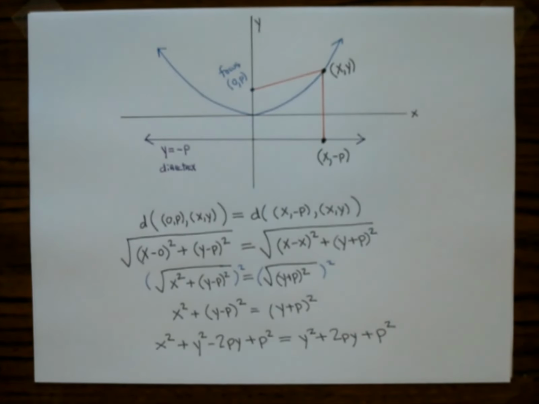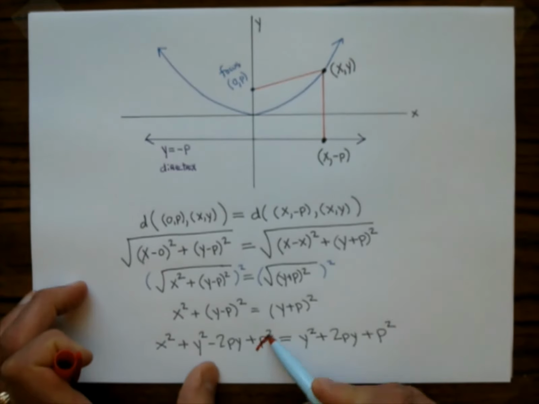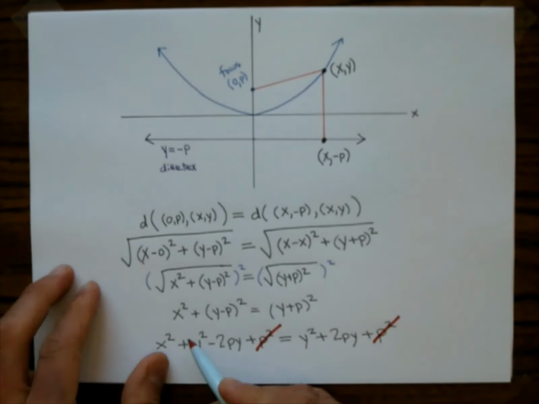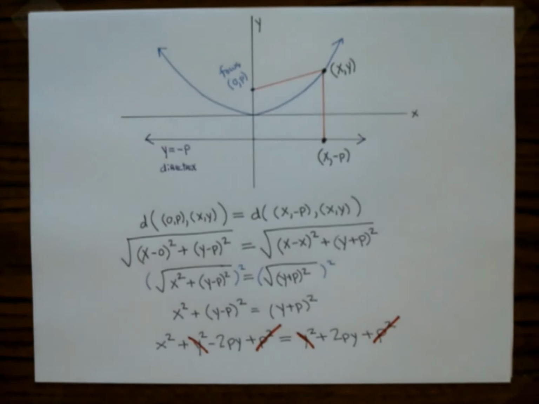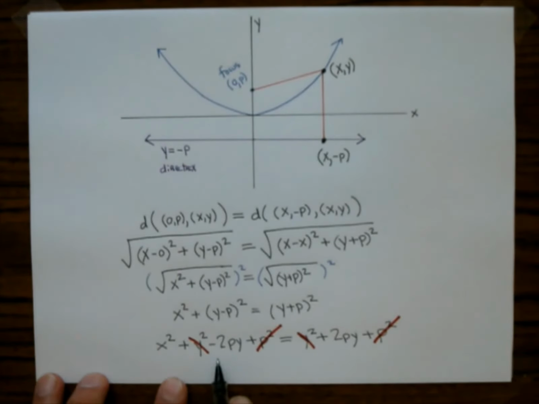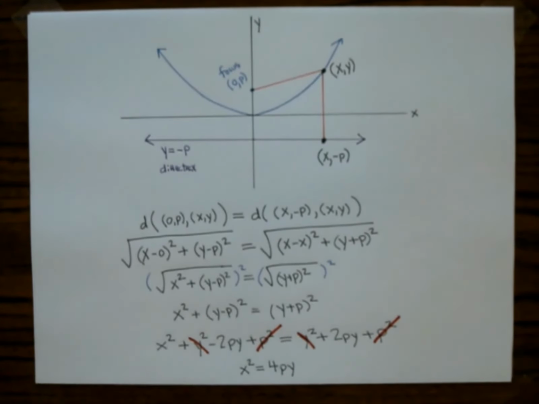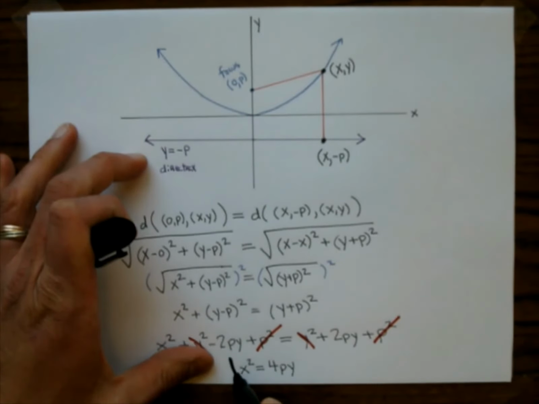Okay, I'm going to subtract p squared on both sides. Those guys are gone. I'm going to subtract y squared on both sides. Those guys are gone. I'm going to add 2py on both sides, and I end up getting x squared equals 4py. And there's the result we were looking for. All that work to get that.